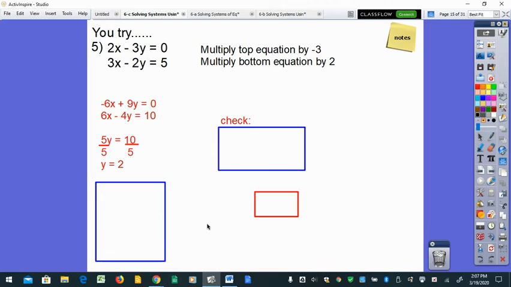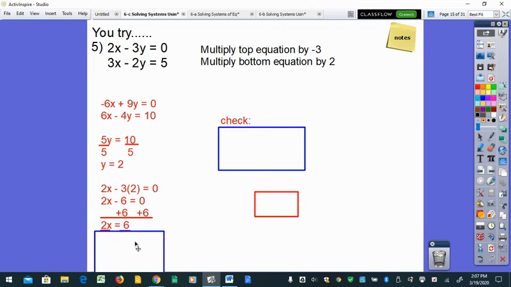All right, my computer's doing that a little bit today. I'm going to put the 2 back in, and I chose to do it in the top equation. Here comes my two-step equation, Woodruff bubble. I'm going to add 6 to both sides. 0 plus 6 gives me 6, divide by 2, and my x-coordinate is 3.